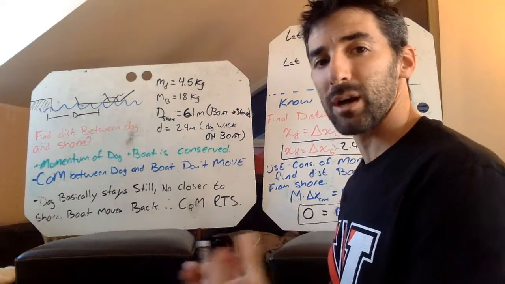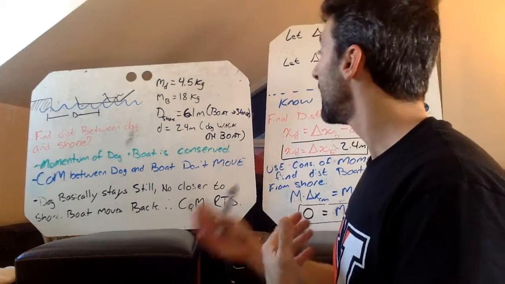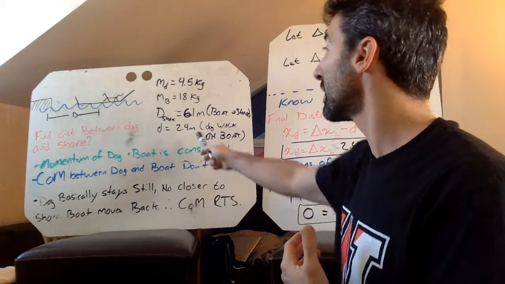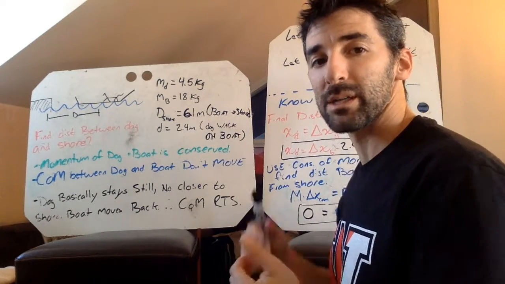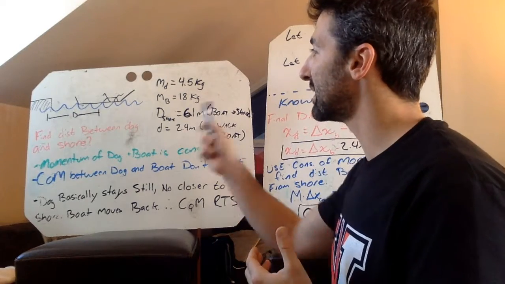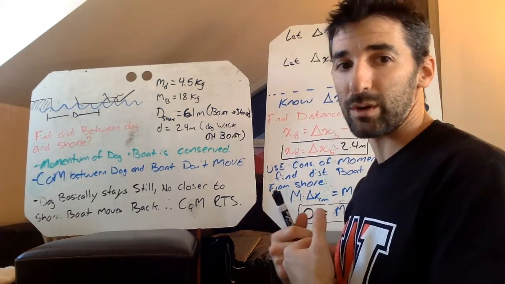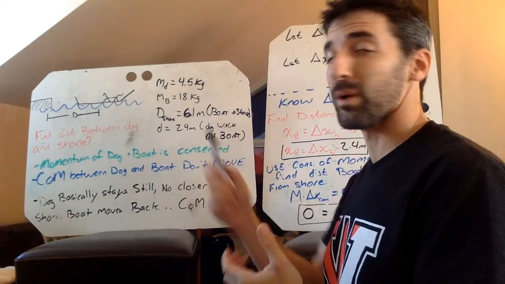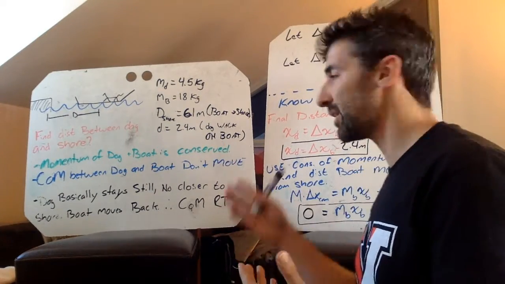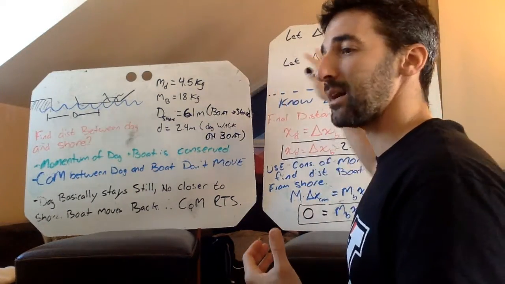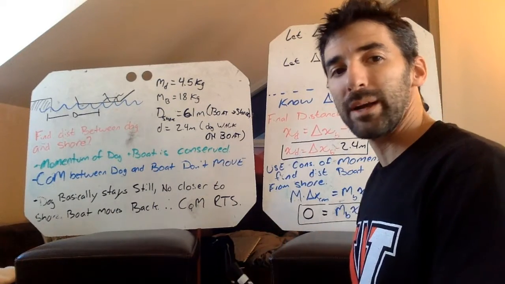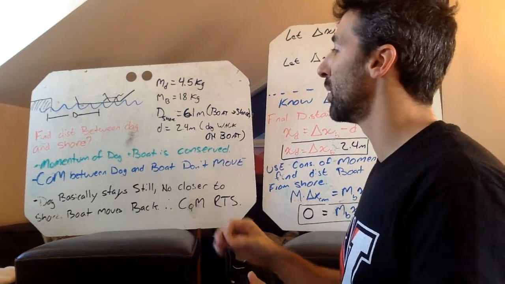And I'm going to say the dog's going to start to walk towards shore. The dog's going to walk onto the boat a distance of 2.4 meters. What we're trying to figure out is the distance between the dog and the shore after he walks this 2.4 meters. So as always, I'd like you to try and pause and solve this problem out. If you have no idea where to start, just watch for another few moments.